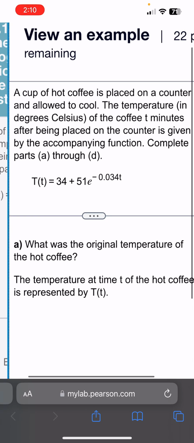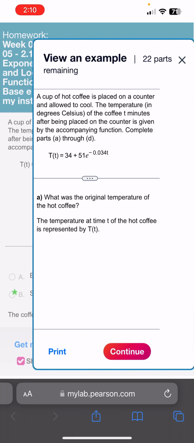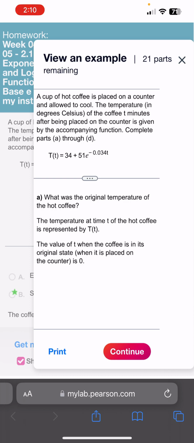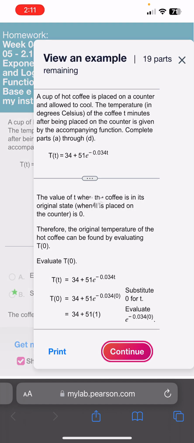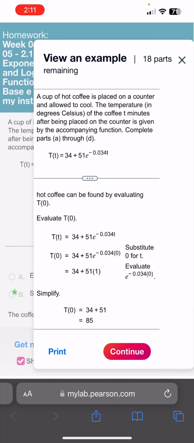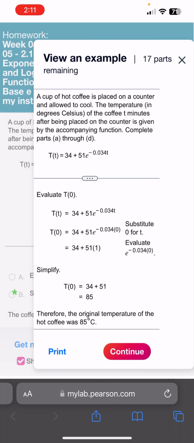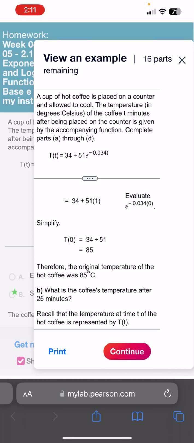So let me see. I'm going to hit continue. And again, with this viewing example, it gives an explanation as to each part, right? So we just want the temperature at the start, so we let t be zero. We said 85, and you see it there for that part. Okay, so therefore, the original temperature of the coffee was 85 degrees Celsius.